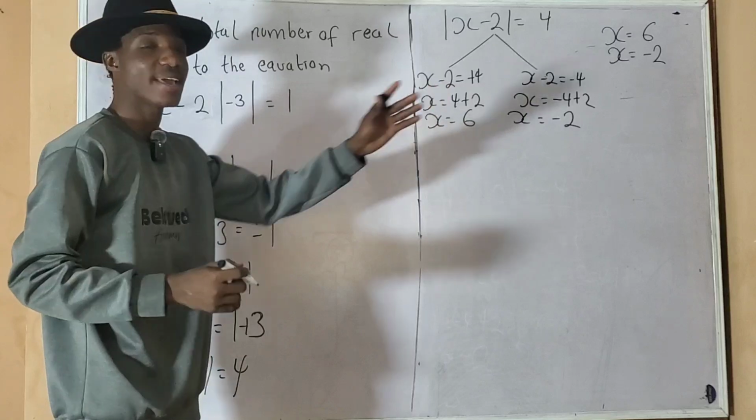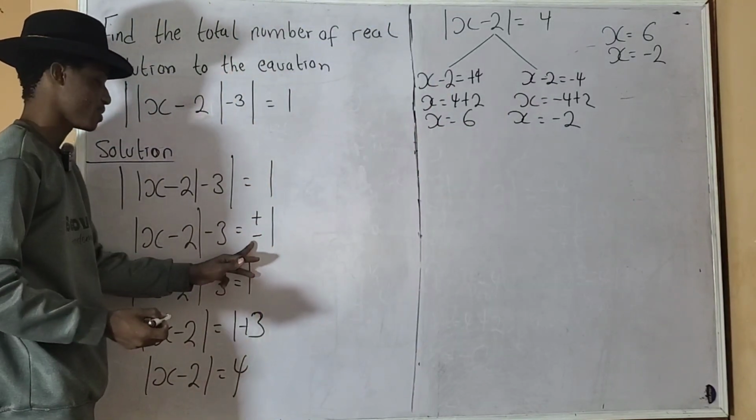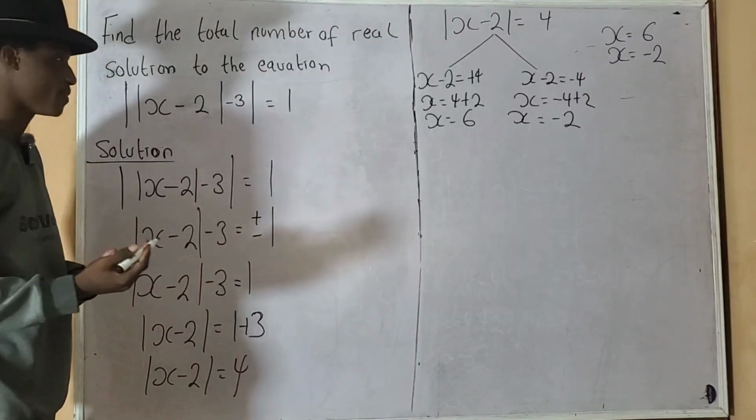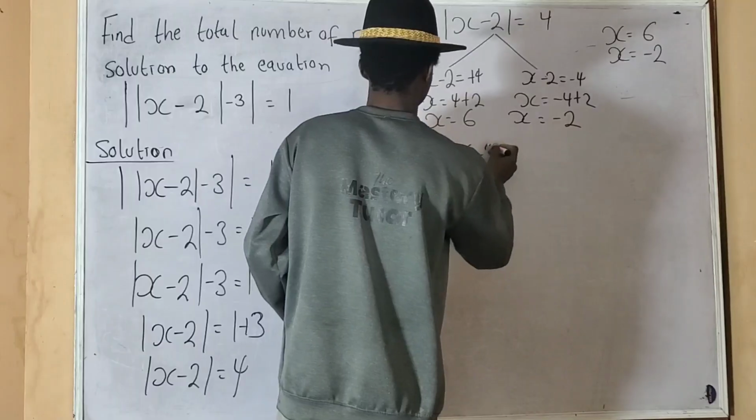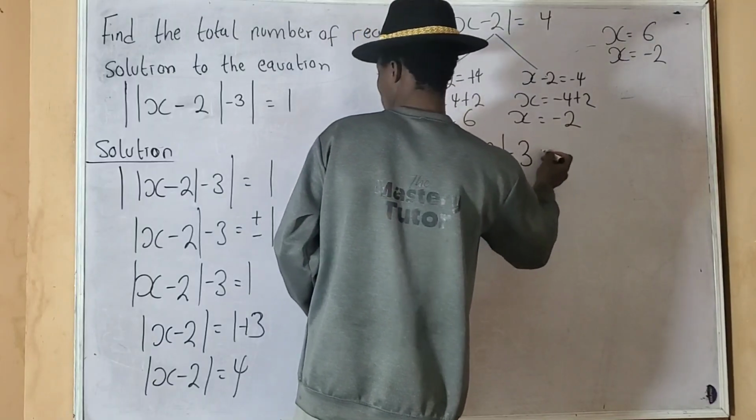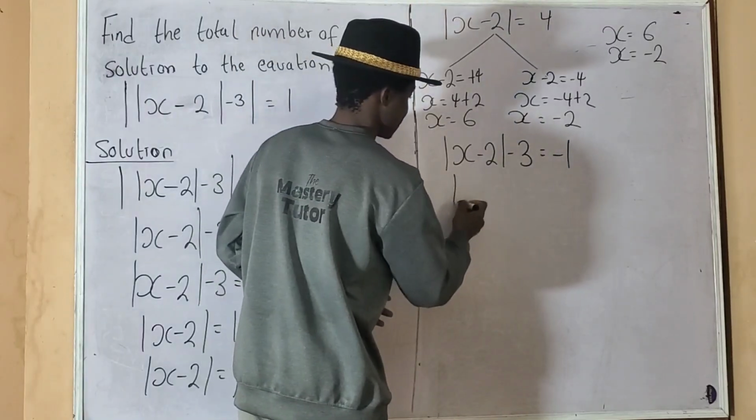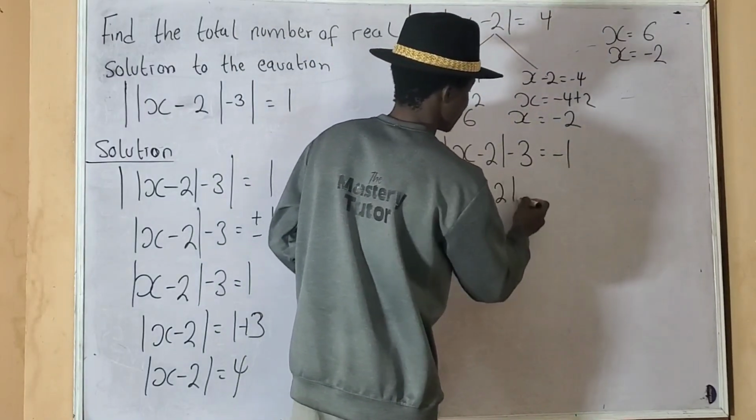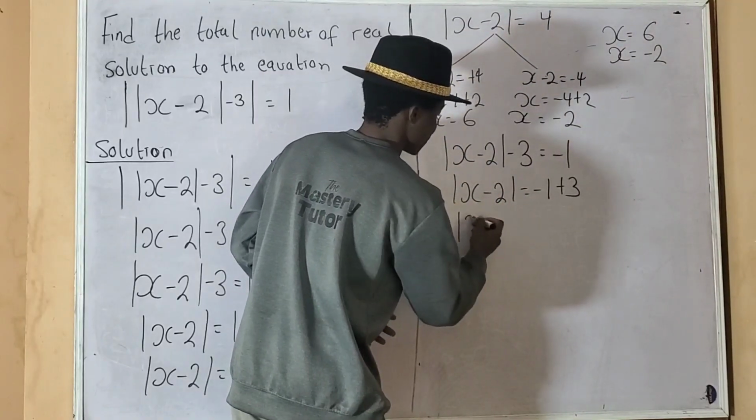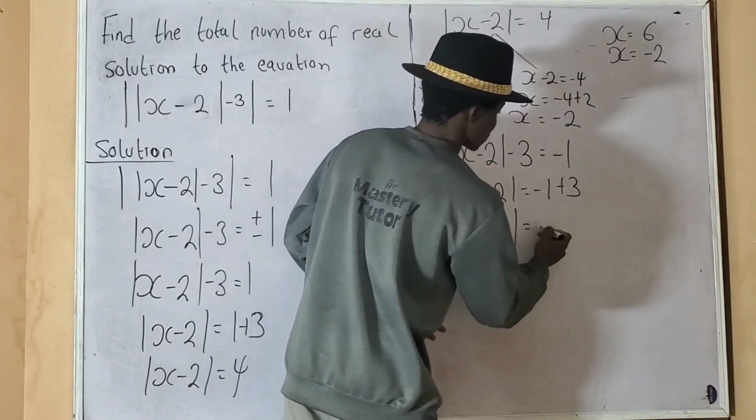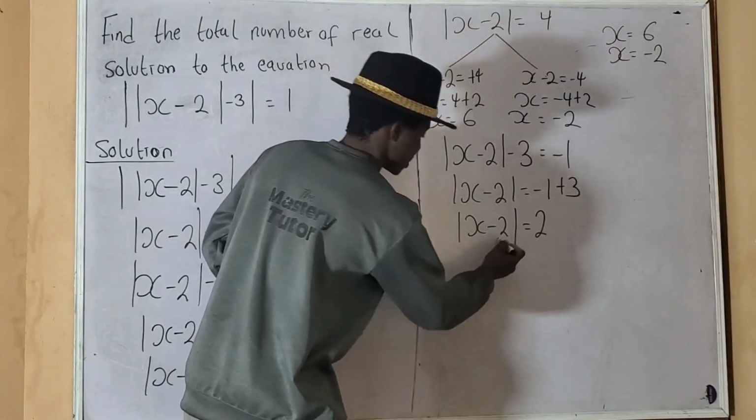The solution that we have here is just for positive 1. You know, we have positive and negative. So we are going to proceed with the negative value of 1. So I'm going to have the absolute value of x minus 2, minus 3, is equal to negative 1. Are you following? So we're going to have the absolute value of x minus 2 is equal to negative 1 plus 3, right? So I'm going to have x minus 2 is equal to negative 1 plus 3, which is what? That is 2, right?